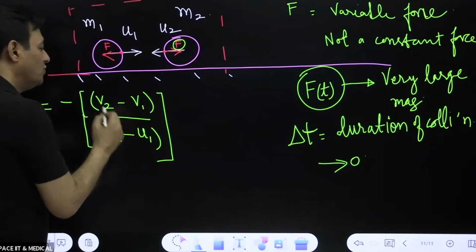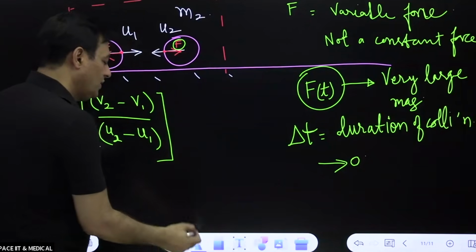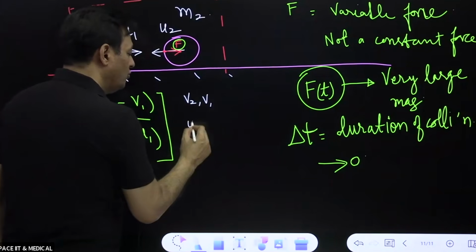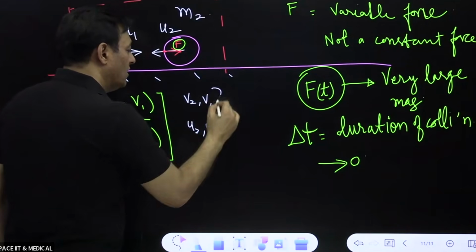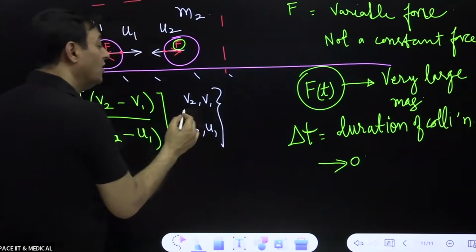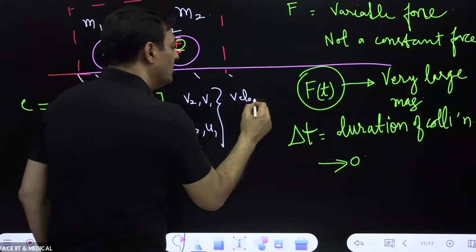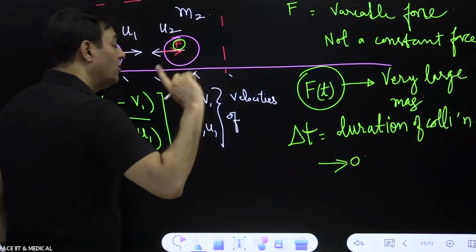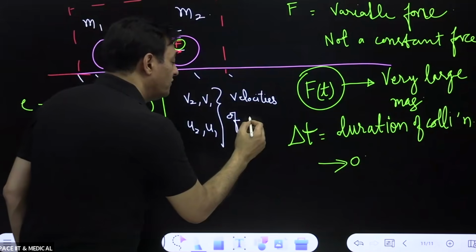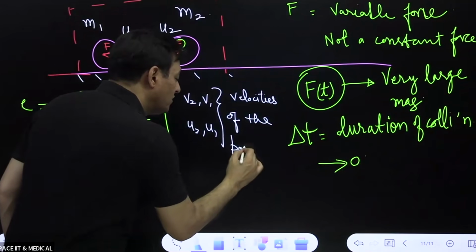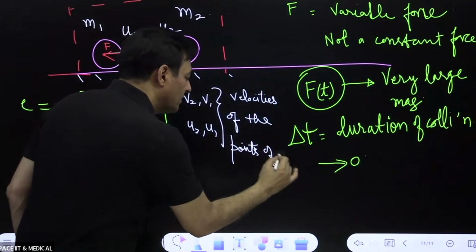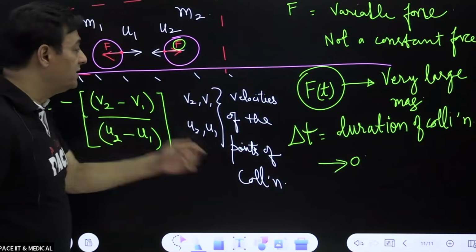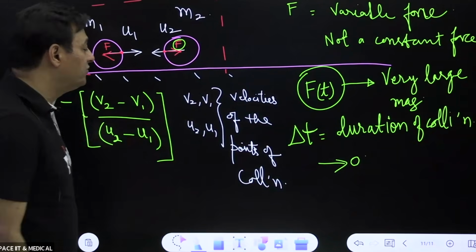And note down these two. V2, V1 and U2, U1 are the velocities of the points of collision. They are not the velocities of the center of mass. They are the velocities of the points of collision.